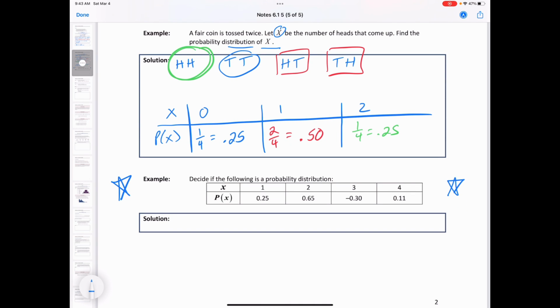Now, if you look at this next one, and I want to know if it is a probability distribution, the answer to this is no, because your probability can't be negative. All right, so I'm going to say no. The probability of 3 is negative, but I'm going to say the probability of 3 is not between 0 and 1. So that is not a probability distribution.